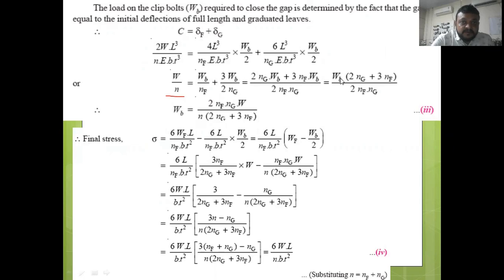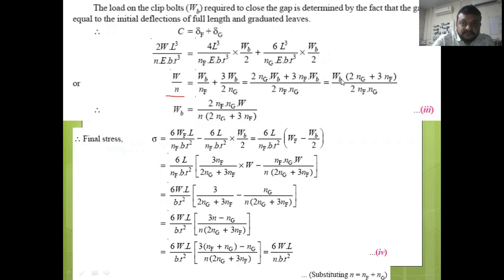To equate the end gap is equal to initial deflection of the full length and graduated leaves. So that gap is normally the sum of delta F plus delta G. So what you have to do is put the value of C, the value of delta F, and the value of delta G over here, and make it simple. W by n, omitting the common terms.